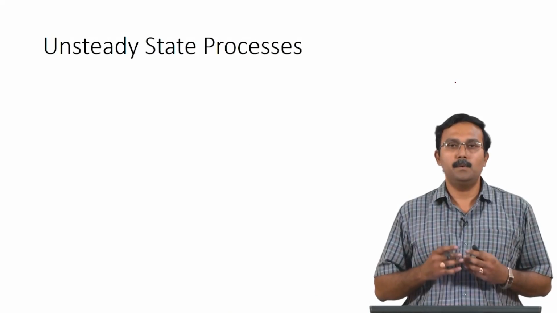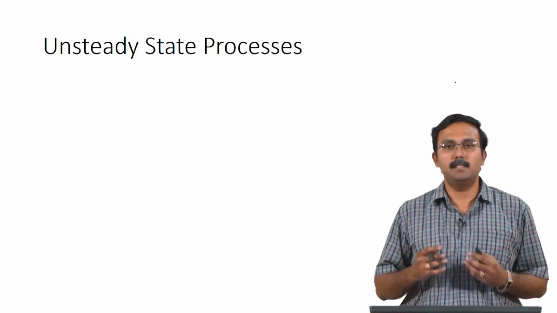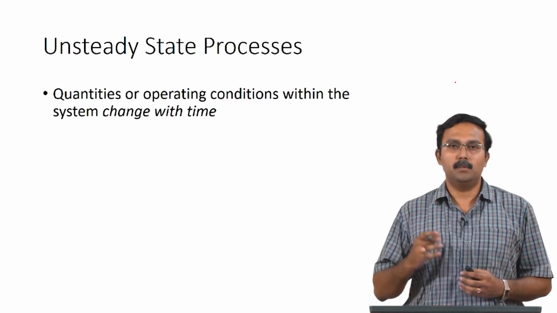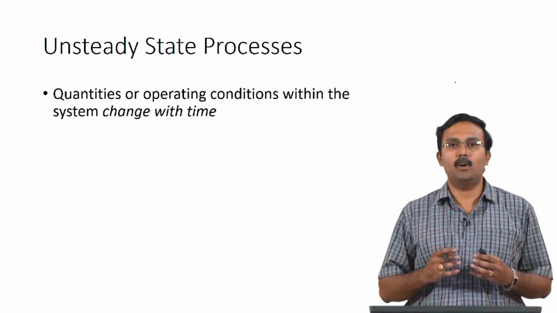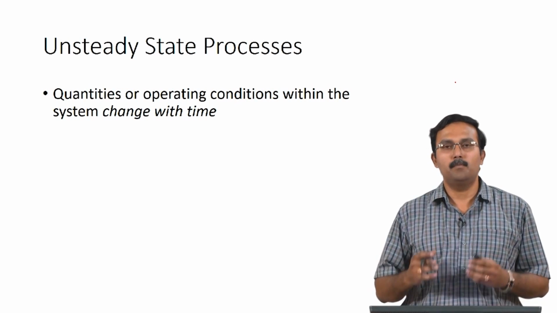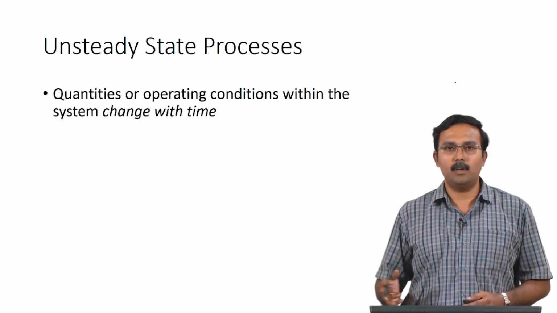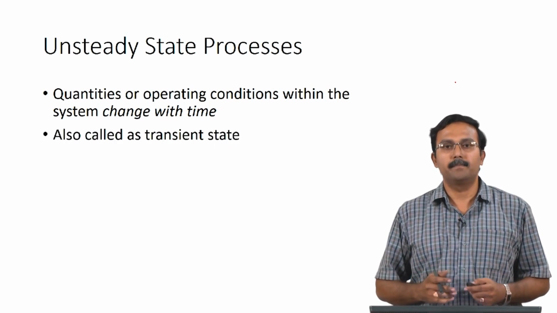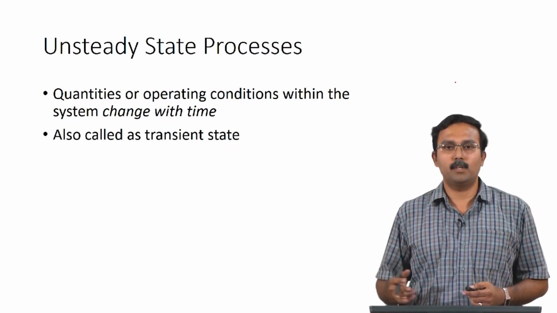In some cases like batch systems or semi-batch systems or continuous systems during startup and shutdown, the processes would be unsteady. So we have to account for the accumulation term as well when we perform material or energy balances. Today we will see how to perform such unsteady state balances. Here the quantities or the operating conditions within the system will be changing with respect to time. Because these parameters are dependent on time, they are unsteady state. They are also called transient processes.